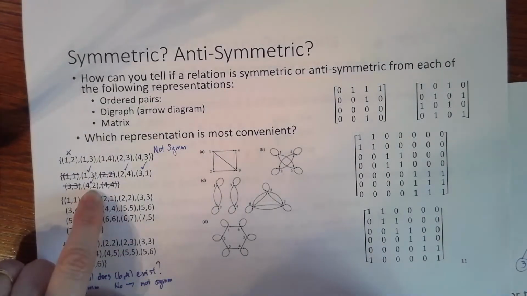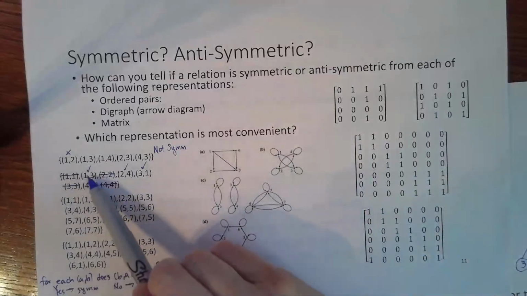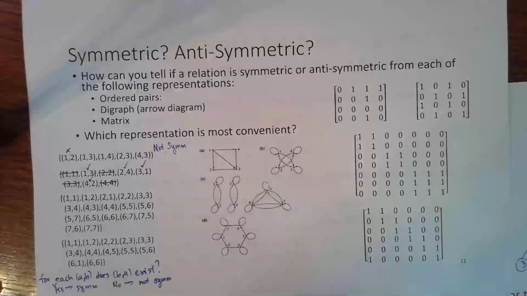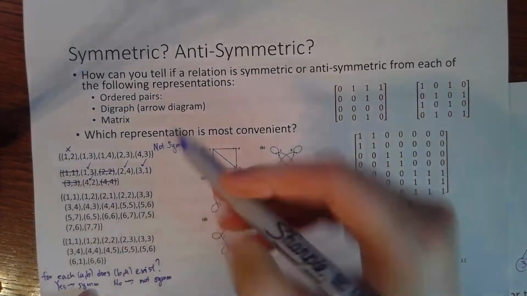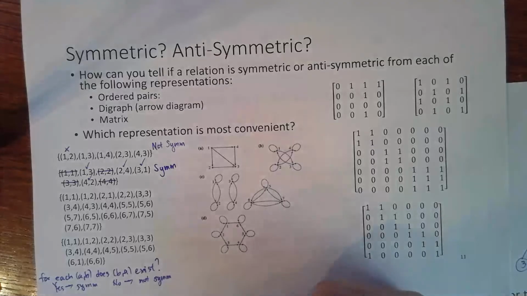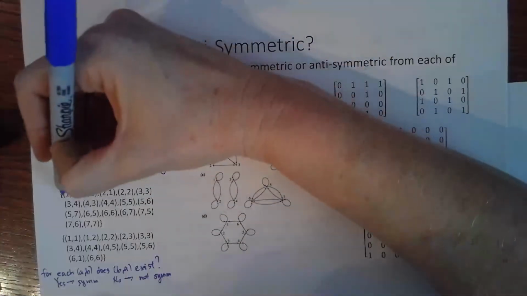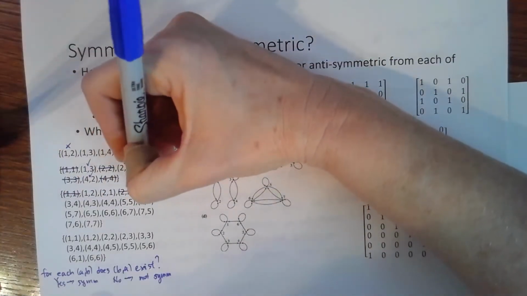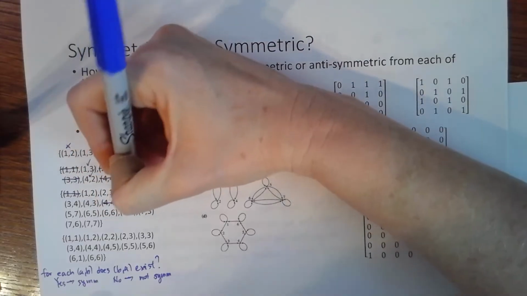Okay. And so every single pair has its reverse pair in there. So this one, for each (A, B), does (B, A) exist? Yes. So this one is symmetric. Okay. Again, I can disregard all of the (1,1), (2,2), (3,3), (4,4), (5,5), (6,6), and the (7,7).